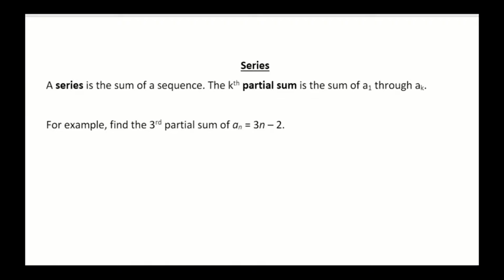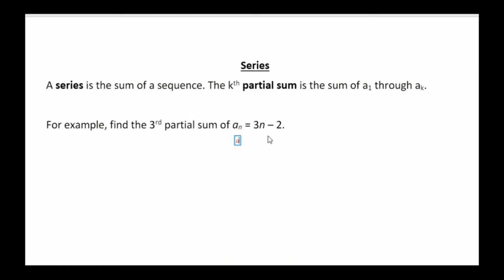So a series, like I said, is a sum of a sequence. And we could talk about a partial sum, like a fourth partial sum, for instance, and that would be the sum of the first term through the fourth term. So for example, let's say I asked for the third partial sum. What that means is I'm asking for you to add the first three terms. So if this is the sequence I'm given, 3n minus 2, let's start by identifying the first three terms.